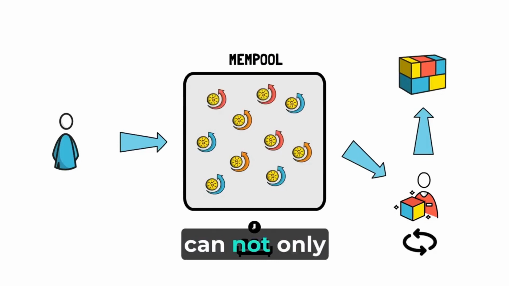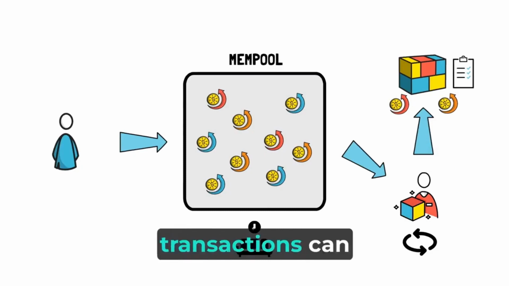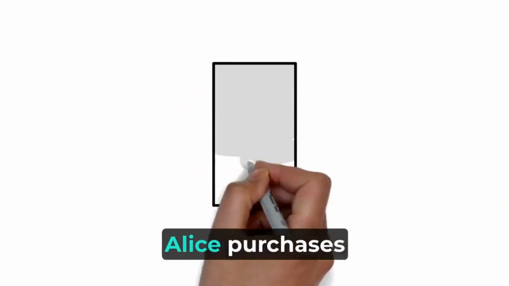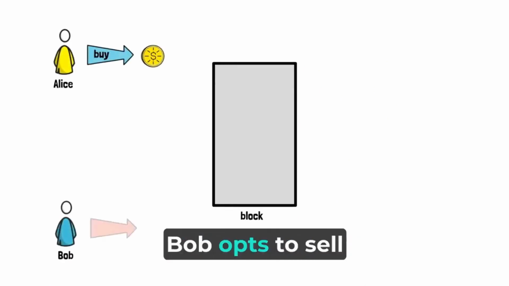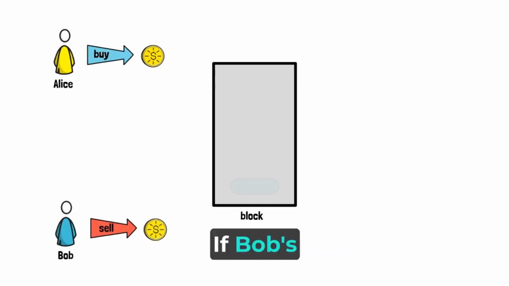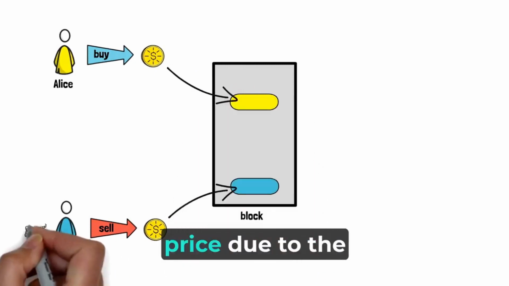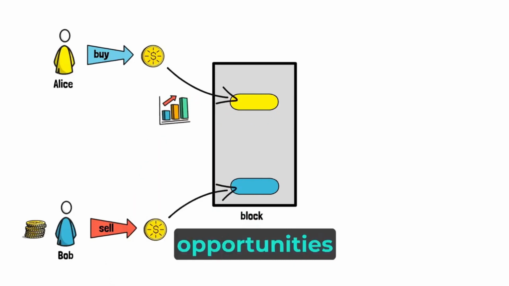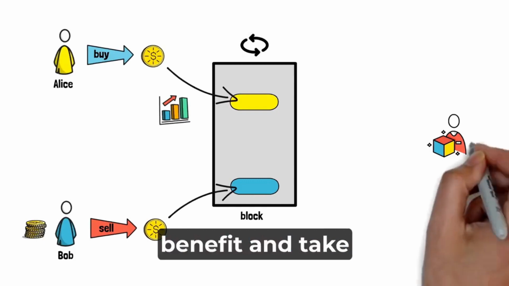Block proposers can not only choose which transactions to include and their order within a block, but also add their own. The sequence of these transactions can occasionally yield substantial profits. Imagine this scenario. Alice purchases a large amount of a specific token. Following her, Bob opts to sell the same token. If Bob's transaction is processed after Alice's, he capitalizes on a better sale price due to the increased demand Alice's purchase creates. Spotting such opportunities, a block proposer might rearrange the order of transactions to benefit and take a cut.